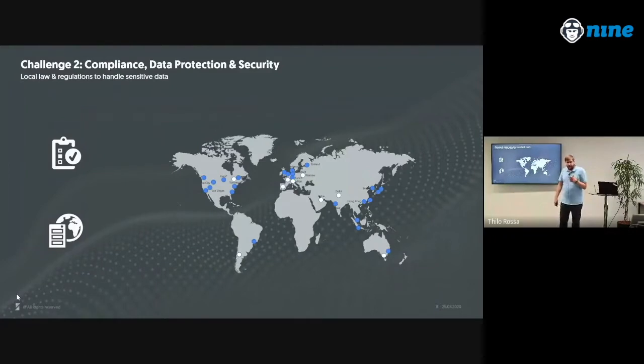Challenge 2: compliance, data protection, and security. A lot of local governments or organizations like the EU or the US have special laws in place for all that. I don't have to tell you about data protection. But with documents, of course, a lot of the time there's sensitive data on there. And as soon as this data leaves certain country borders, imaginary country borders, it becomes a problem.